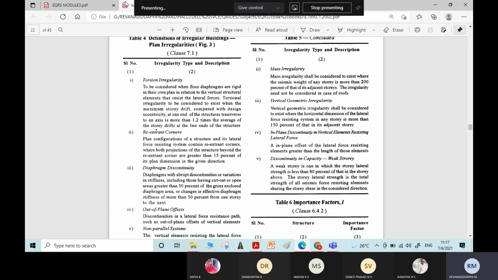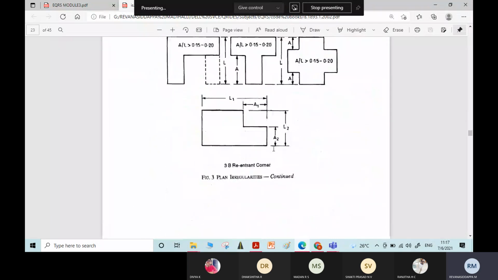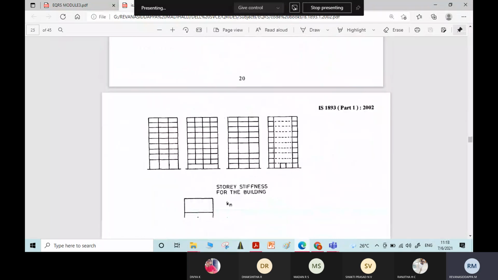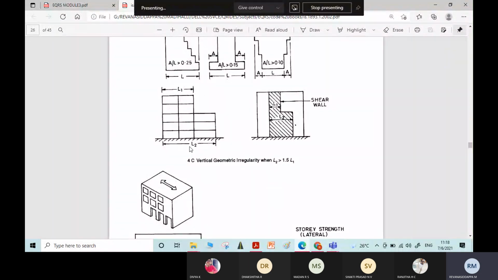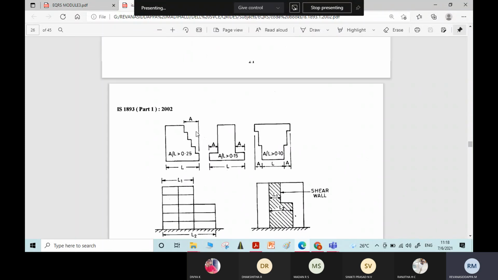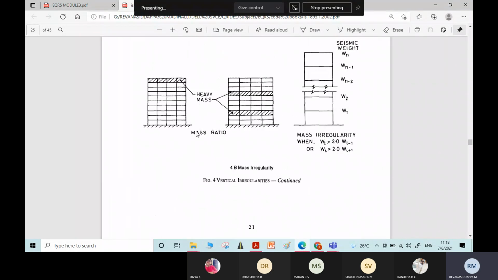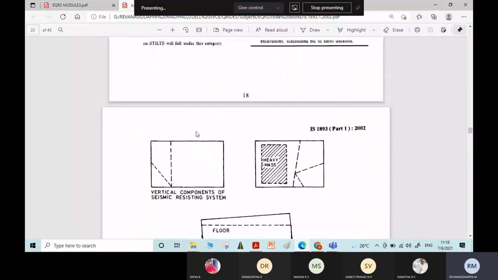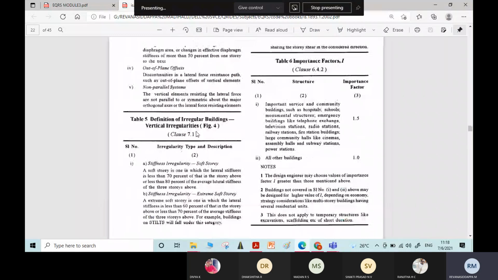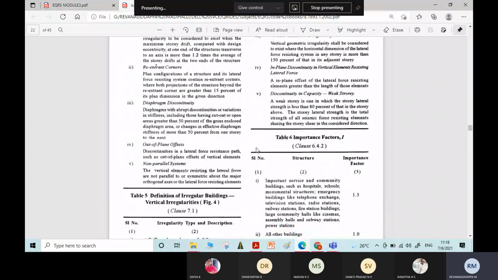For that also a figure is given for geometric irregularity. Here you can see L1, L2. If L2 is greater than 150% of L1, or 1.5 times L1, then it is considered as geometric irregularity. Now, vertical irregularity with respect to stiffness, mass, and geometry is over.